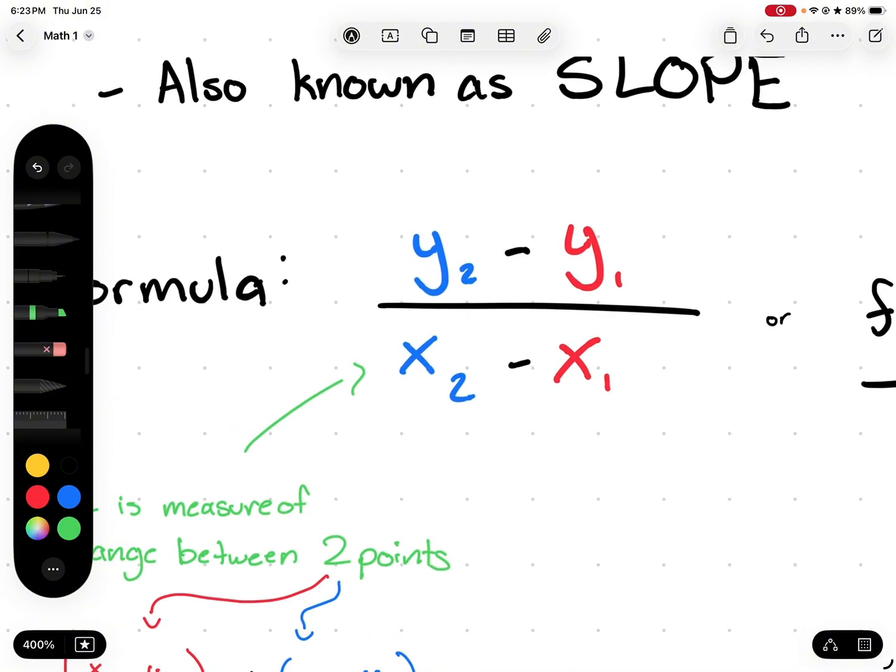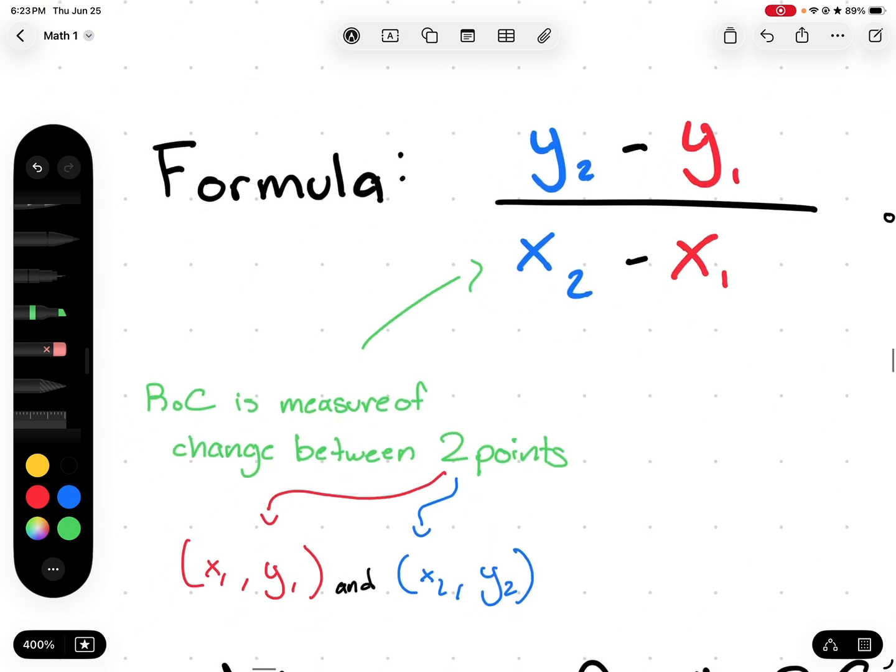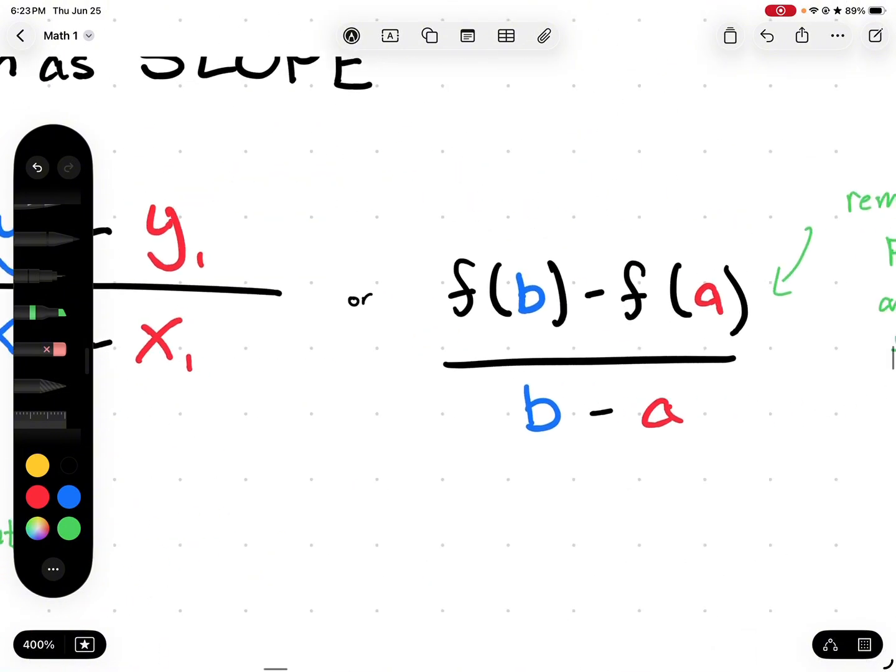It is the second y value subtracted by the first y value over the second x value subtracted by the first x value. The rate of change is a measure of change between the 2 points. And our 2 points are x1, y1, as well as x2 and y2. And that's how we would set them up here. I will show you in a few examples what I mean by this.